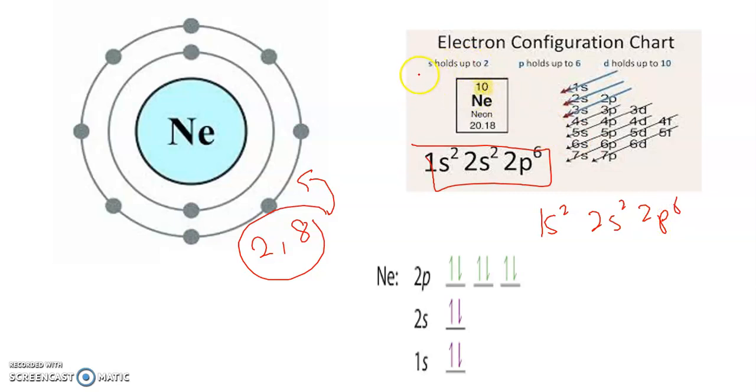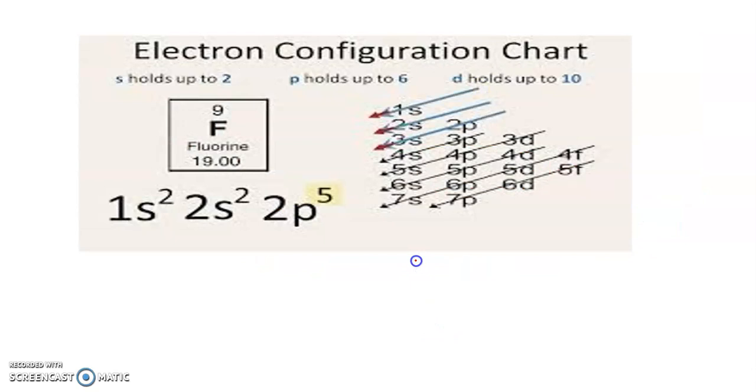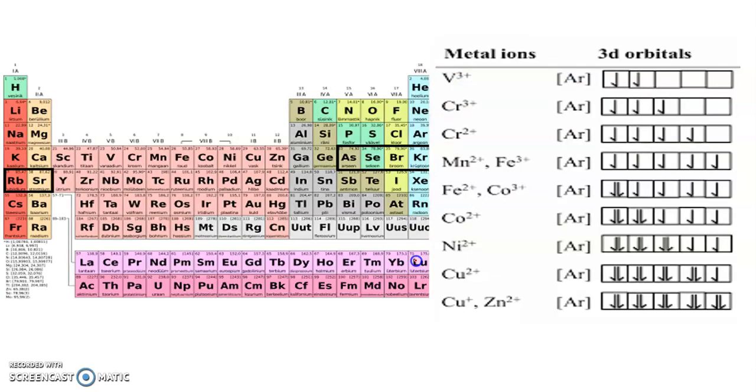Here is the rule. The s can hold up to 2 electrons, p orbital can hold up to 6 electrons, and d can hold up to 10 electrons. So we also can rewrite this to this configuration or this form. So still 1s2, 2s2, 2p6. So here is the configuration for fluorine. So you can do it by yourself, how to arrange that.